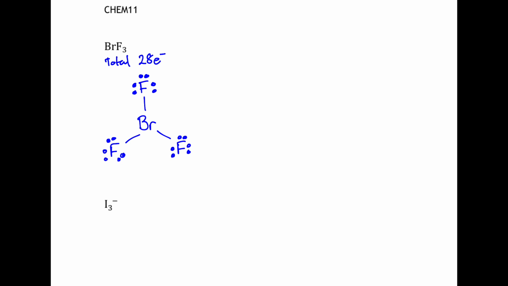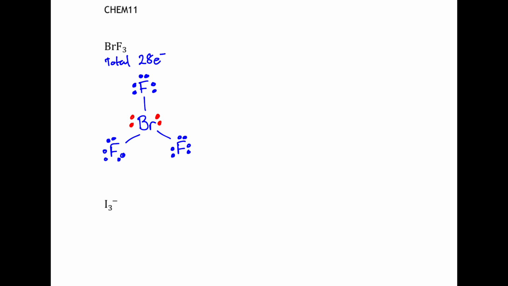So, how many electrons have I used up? Let me just go through the count. 2, 4, 6, 8, 10, 12, 14, 16, 18, 20, 22, 24, right? 24 are used up. I'm 4 short of where I need to be, so that's 2 lone pairs left. So I have to put 2 lone pairs on the bromine. So it's a bit messy. Bromine has way too many electrons, but now I've actually used up all the electrons.